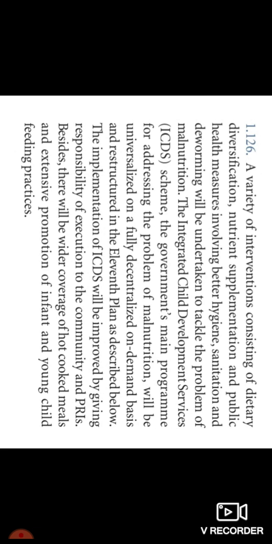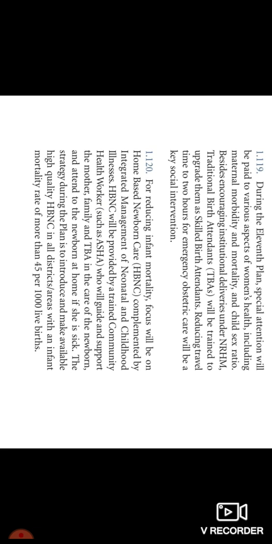Then a variety of interventions: consistent dietary diversification, nutrient supplementation and public health measures involving better hygiene, sanitation and deworming. This is focused on preventing malnutrition. Under the ICDS program, addressing the problems of malnutrition, it was universalized on a fully decentralized, demand-based and restructured basis in the 11th five-year plan. Decentralized demand-based approach began under the ICDS. Hot cooked meals and extensive promotion of infant and young child feeding are provided, and the midday meal program and everything began under this.